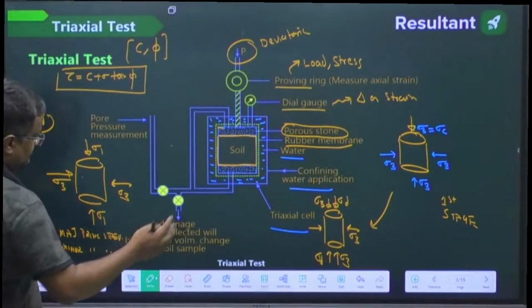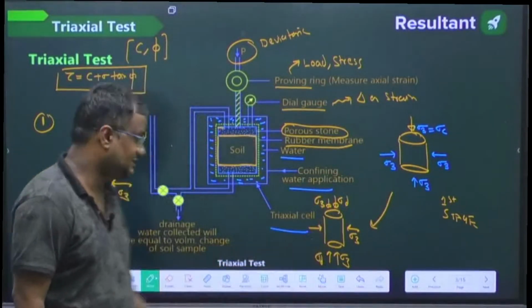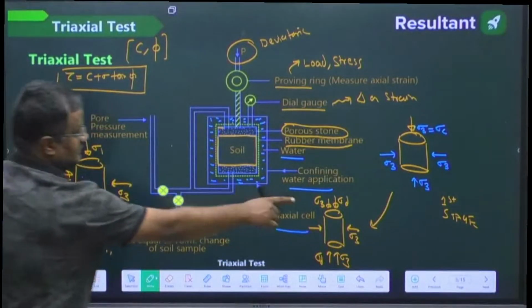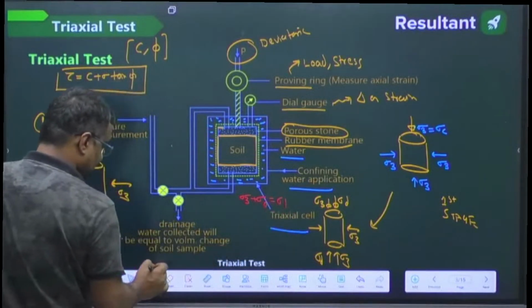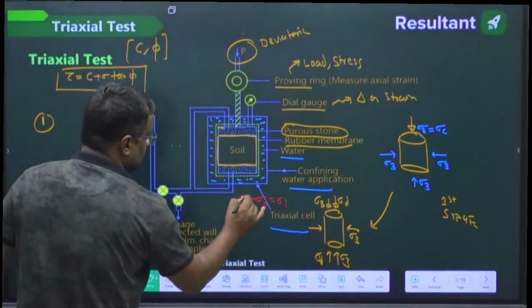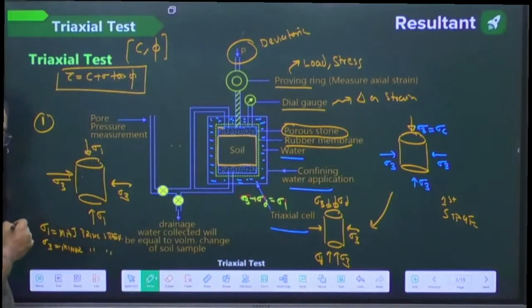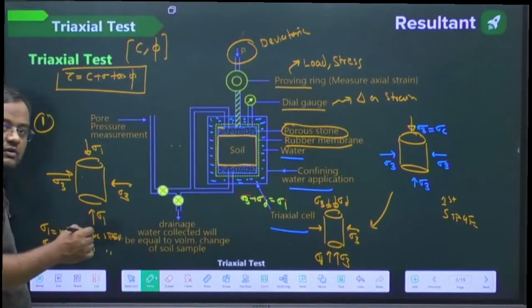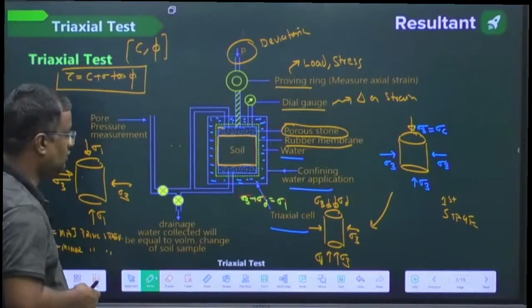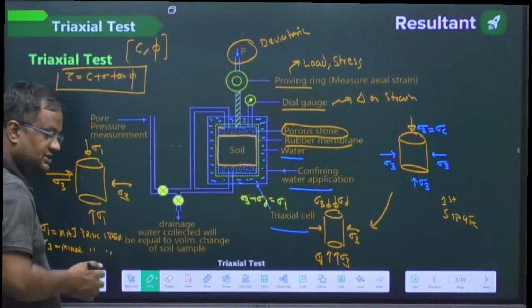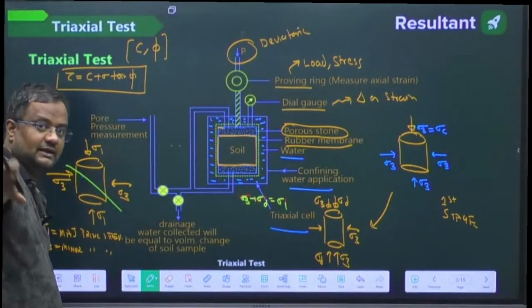So first of all, we apply sigma 3 from all directions. Then in the vertical direction only we apply sigma d, and sigma 3 plus sigma d is equal to sigma 1. This is the final stage. It is not appropriate to say failure occurs at the weakest plane; it occurs on the plane where shear stress is more and shear strength is less. Failure may not be at the weakest plane, it can be at a different plane.